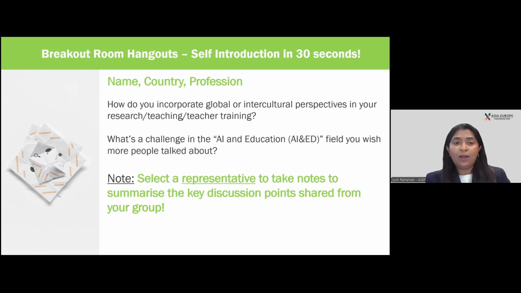And the second one is more related to the topic. What's a challenge in the AI and education field you wish more people talked about? When you go to the group, we would be grateful if you could select a representative first so that the representative can take notes from the discussion. Then when we come back together, you can share with the bigger group, so that although we might not be able to join all the groups, we can at least hear from every group.